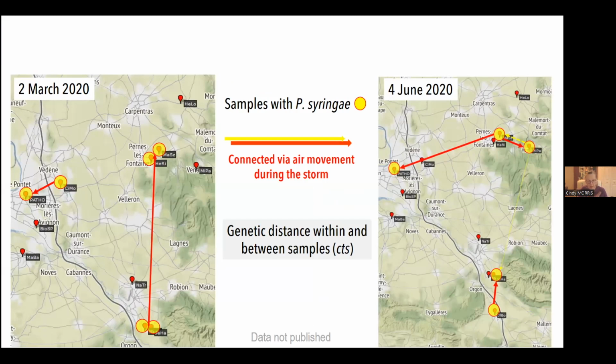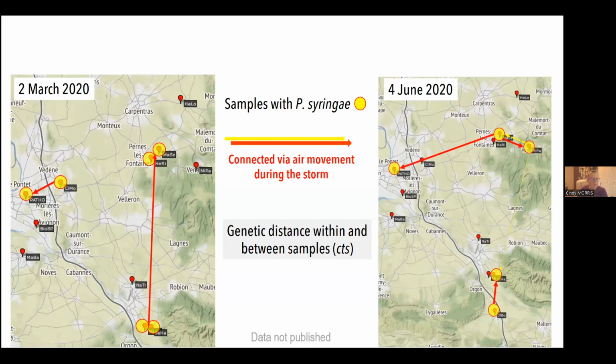So on the left, on March 2nd, we see there are 2 sites where the storm was moving to the west. And then there's air going up to the north. Okay. And then on June 4th, there were some sites that were also connected, okay? And so what I want to look at is the genetic distance between these samples. It should be smaller than the genetic distance of all the different syringae strains between samples that aren't connected, okay? So that was the hypothesis.